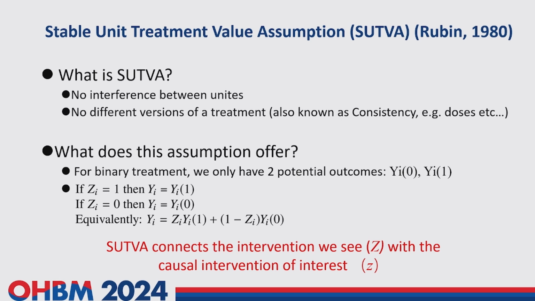The second one is simpler. It's no different versions of a treatment, which means you only have a limited number of possibilities for your treatment. For example, the most simple case is take the treatment or not, or the dose of some medicine you take. What this assumption offers us is that it allows us to have the expression of the outcome, like here. You can write it for the binary case, where the treatment has only two options: you take the treatment, or you don't take the treatment. So this is what the outcome will be if you take the treatment, and what the outcome will be if you don't take the treatment. This is the average of them. Okay.